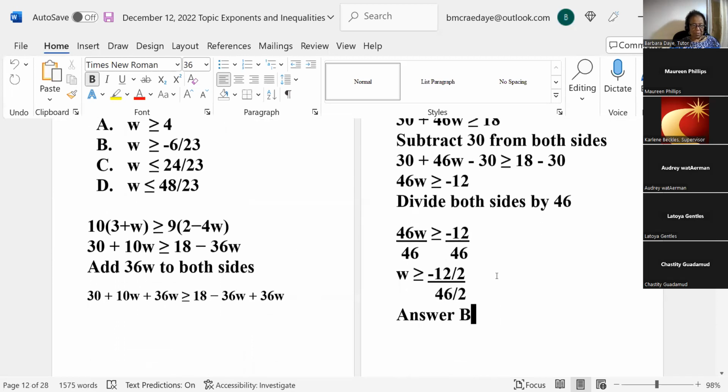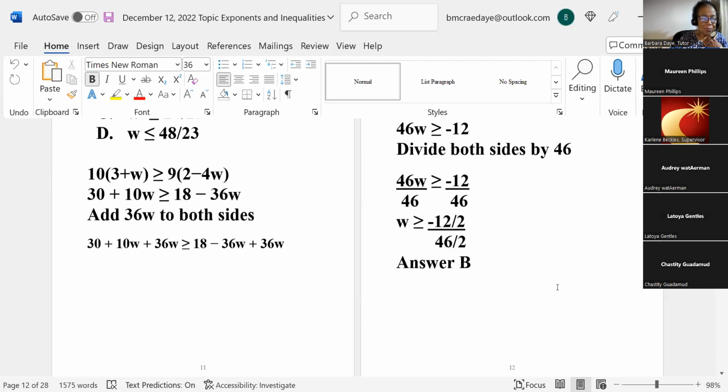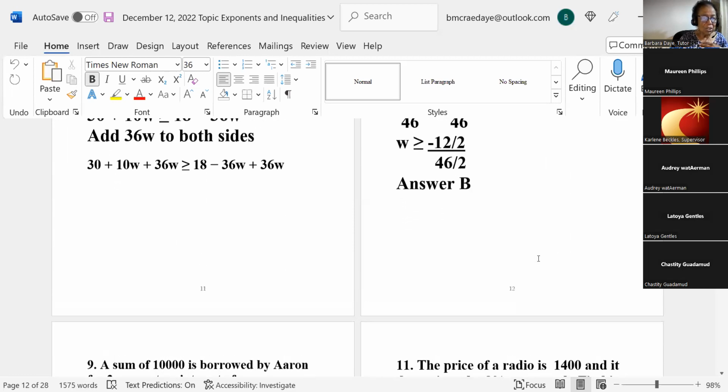And when we get our answer, we see it doesn't look like one of our choices, but if you simplify it, you'll get B, minus 6 over 23. Any questions? Number 8.